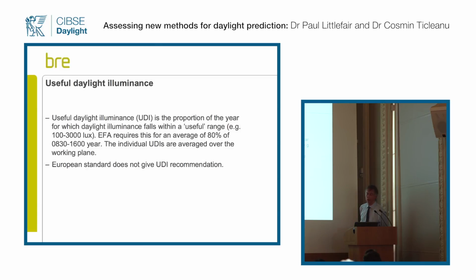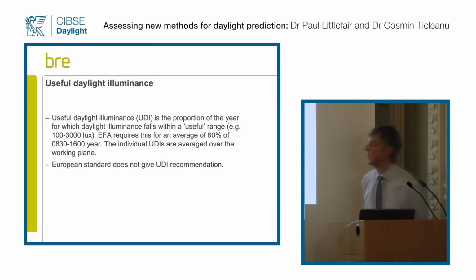The other criterion, which is often used as a climate-based daylight metric, is useful daylight illuminance. And this is related to the daylight autonomy in that to count, the daylight has to be above a certain value. But also, for useful daylight illuminance, it also has to be below a certain much larger value. And so the daylight has to fall within a useful range. And often, say, something like 100 to 3,000 lux is used.